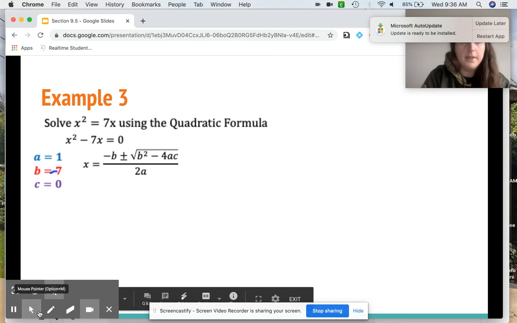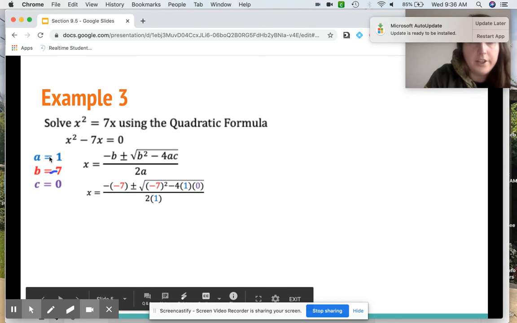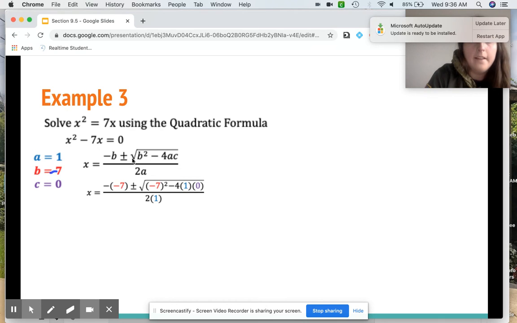Take them, plug them in. So you're going to plug in negative 7 in for B. Again, negative 7 in for B. 1 in for A. But because there was no C term, we said C was 0. So you're going to plug in 0 for C. Simplify just like we've been doing in the last example.